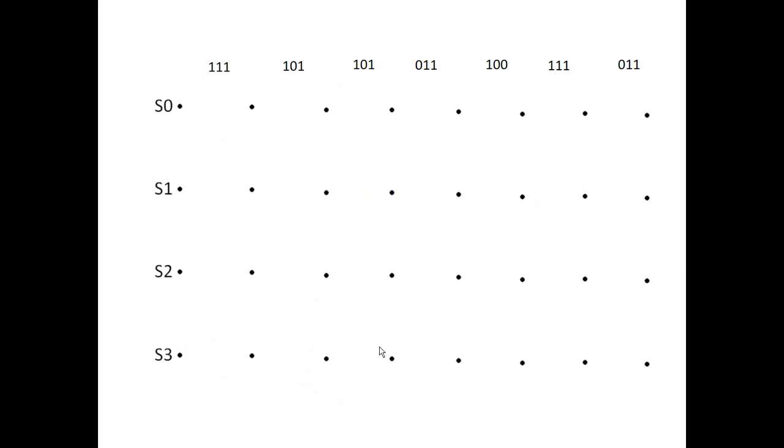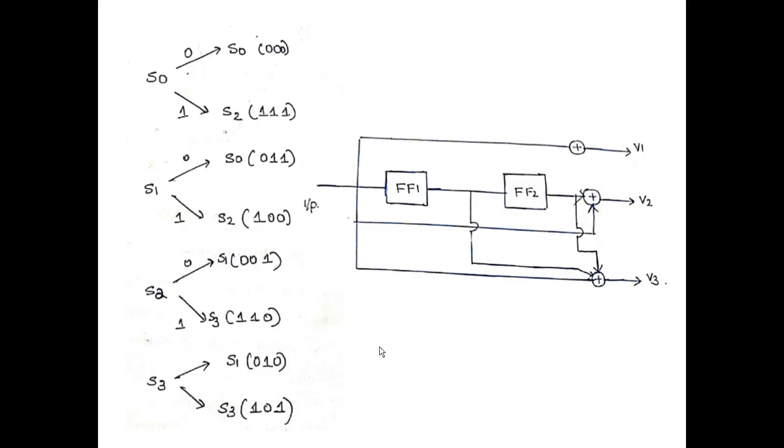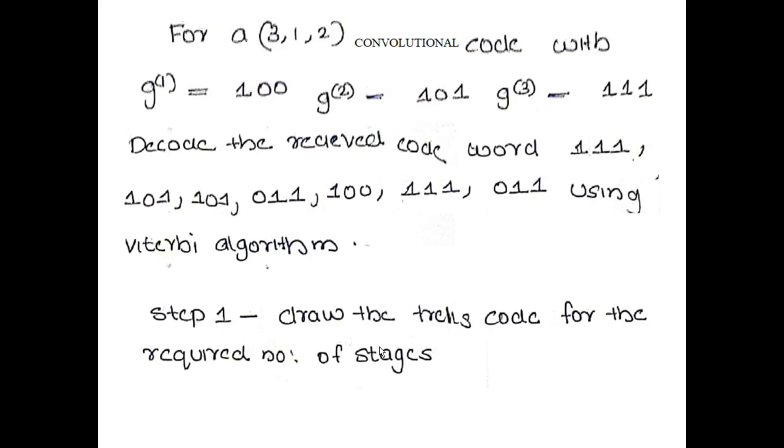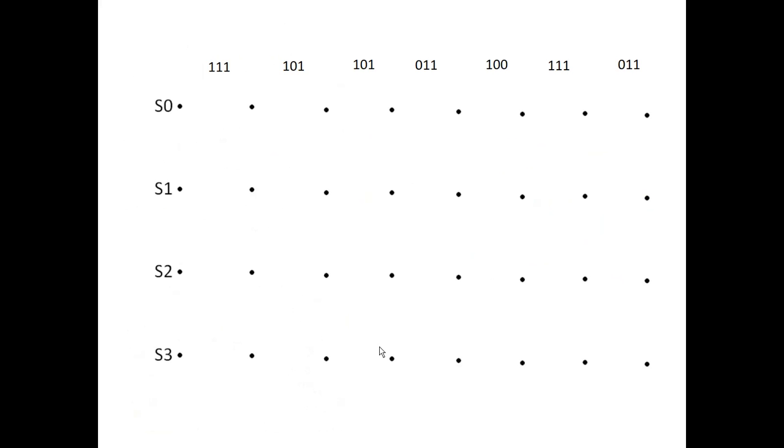So this is the main structure of this tree list diagram. First we can see how many received code words there are. Here we have 111, 101, 101, 011, 100, 111, 011. That means 7 combinations are there. So we need a total of 8 state representations here. So we need 8 dots here.